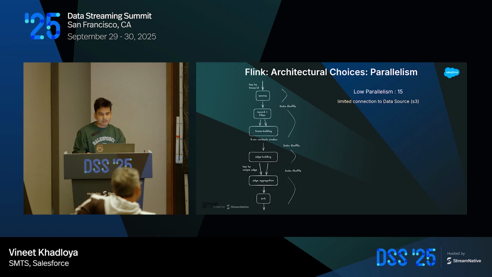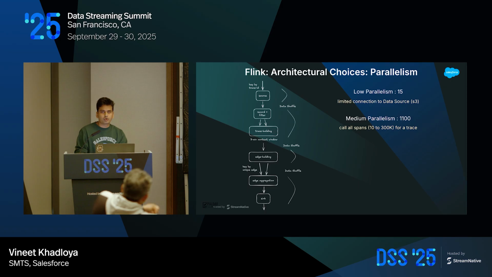And next, at the filter and trace building stage, we have the parallelism of approximately 1100. This is where stateful operations happen for the trace reconstruction. Hence, the parallelism is increased. Here, each task manager manages construction of approximately 20 parallel traces.